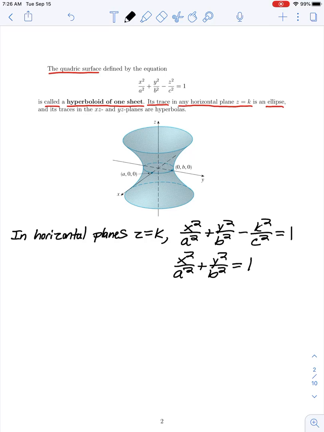we would have the following. So here, since k is a constant, we can move this k squared over c squared term to the right-hand side of our equation, and we would have the sum of x squared over a squared plus y squared over b squared is equal to some constant. So this equation defines an ellipse.